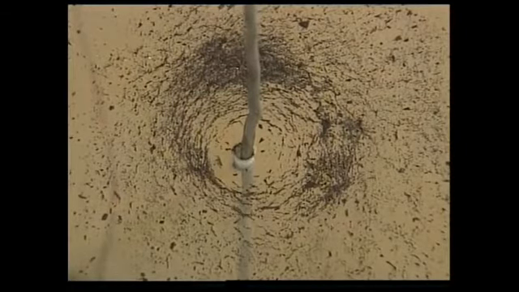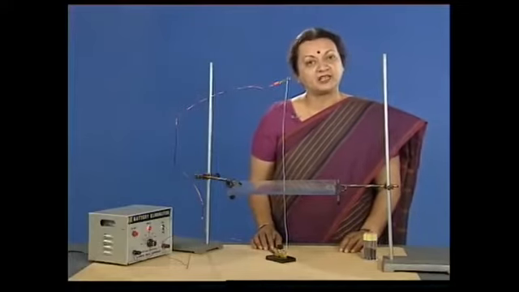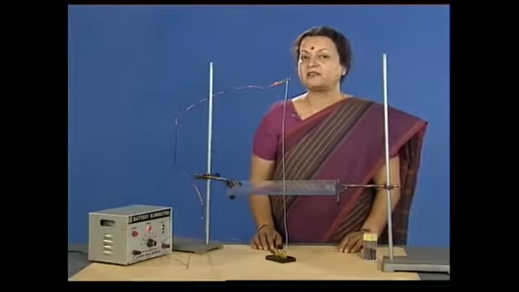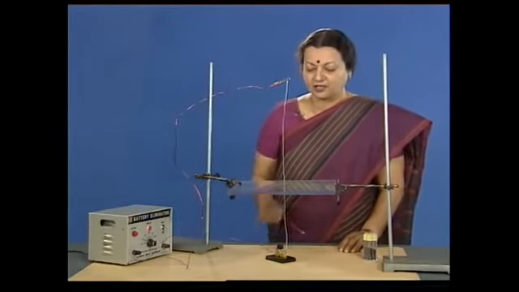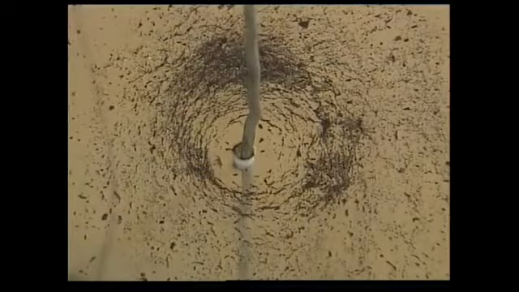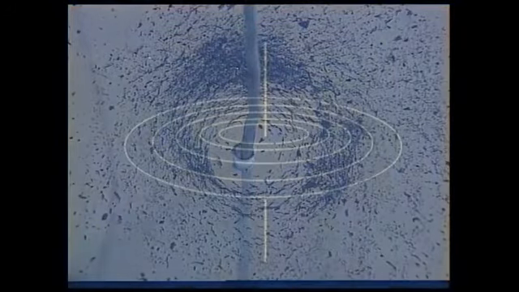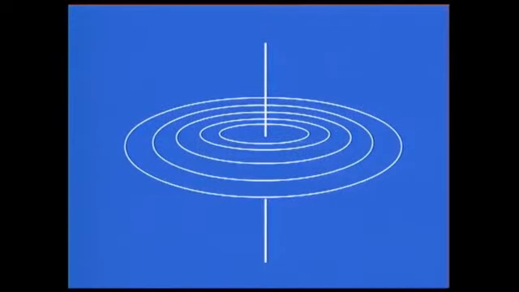Do you notice a pattern? We already know that if we sprinkle some iron dust in a magnetic field, it arranges itself along the magnetic field lines. So, this pattern indicates the field lines of the magnetic field around a current carrying wire. Look at the pattern carefully. Do you notice a pattern of concentric circles? The field lines are concentric circles around the wire in a plane perpendicular to the current flowing in it.